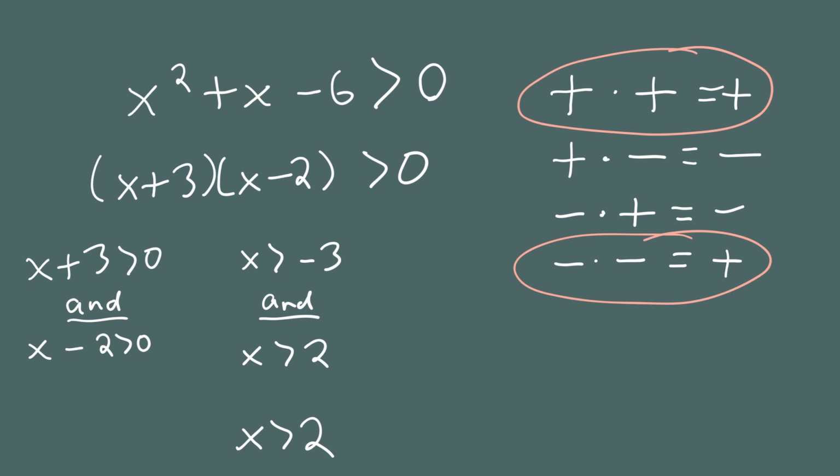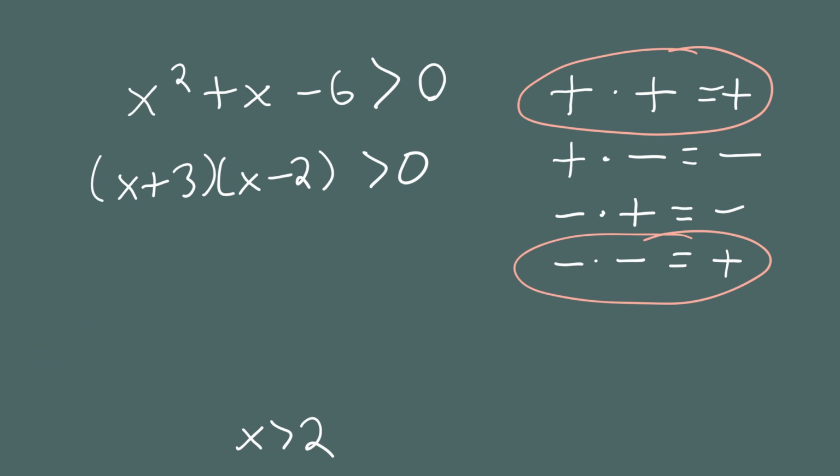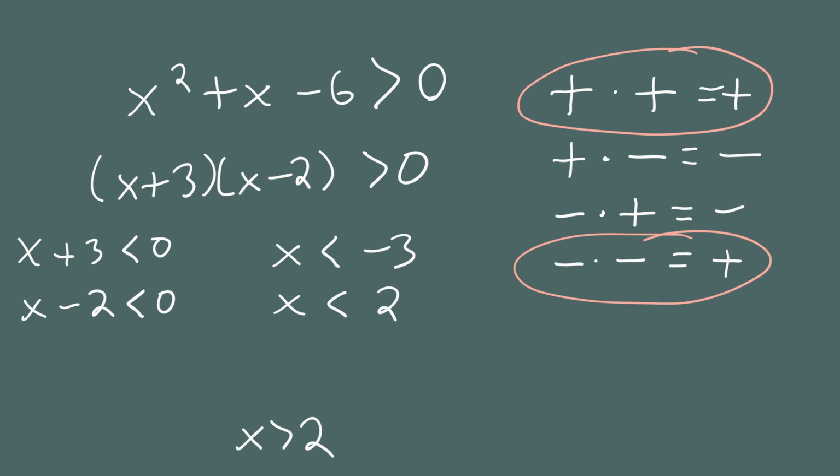Now let's handle the other case, that is when the first and second factors are both negative. That is, x plus 3 is less than 0, and x minus 2 is also less than 0. This only happens when x is less than -3 and x is less than 2. When does that happen at the same time? Well, for a number to be less than -3 and less than 2 at the same time, it has to be less than -3. So here we found another part of the solution.